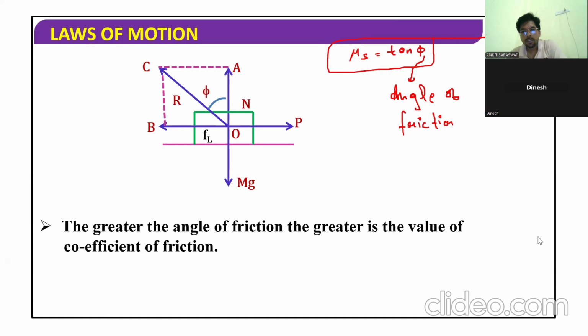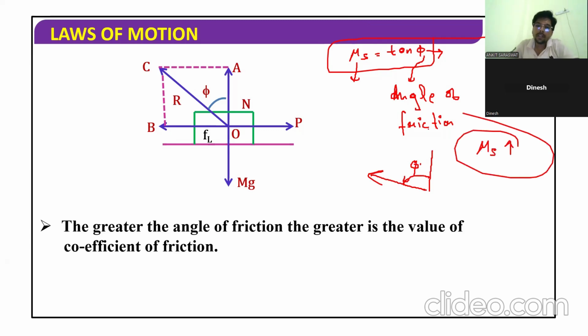The greater the angle of friction, the greater is the value of the coefficient of friction. More the value of phi, more is the mu s. If you increase the angle of friction, phi, like this, if this angle increases, this phi increases, it means mu s increases. The greater the angle of friction, the greater is the value of coefficient of friction. Is it clear?